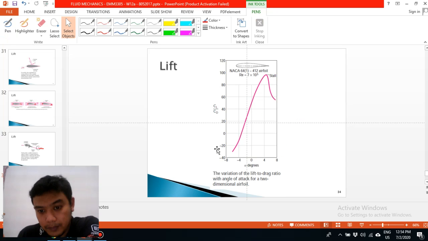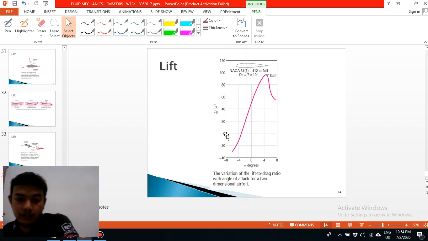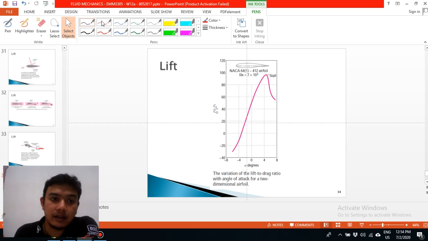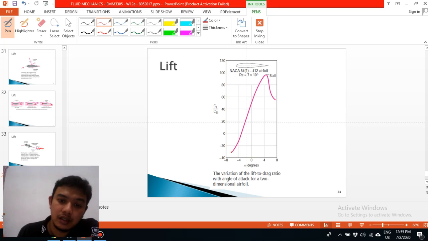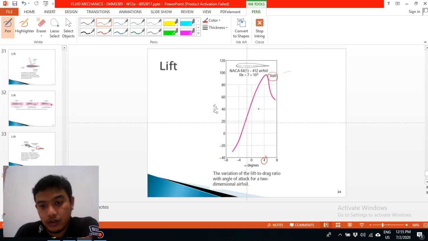Okay, this is the graph of CL over CD against angle of attack. If you can see here, the CL over CD will increase when we increase the angle of attack, but until there is one point, for example here at 4 degree angle of attack, the CL over CD, meaning the lift over drag, starts to reduce. So we call this a stall condition. This one we call the stall angle.